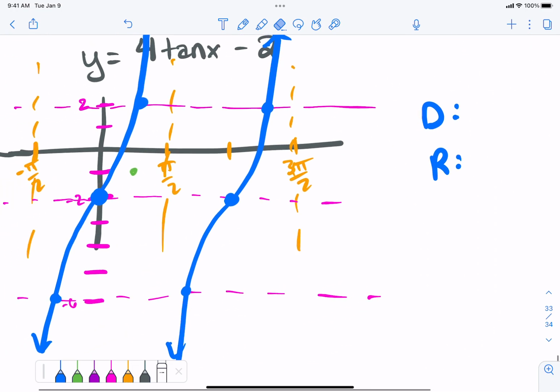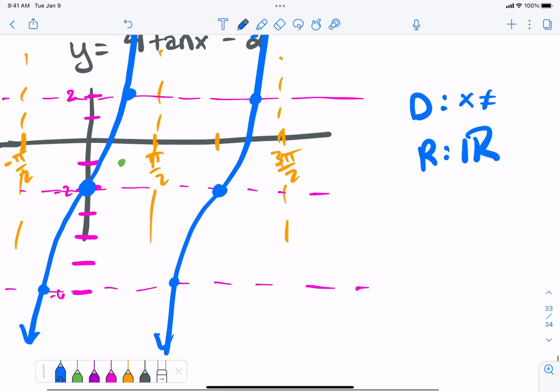Okay, range is all reals, I heard Haley say. Is it always all reals for tangent? Yes. Domain: x cannot be negative pi over 2, pi over 2. He's not touching any of these.